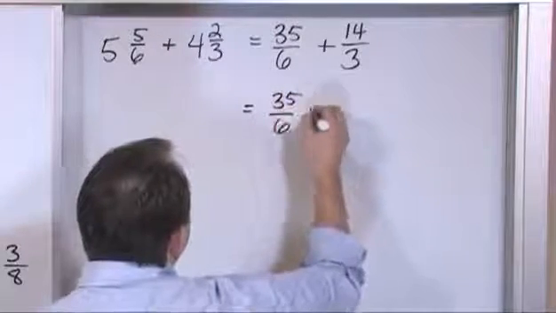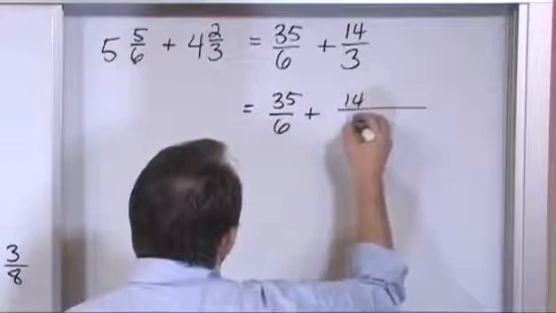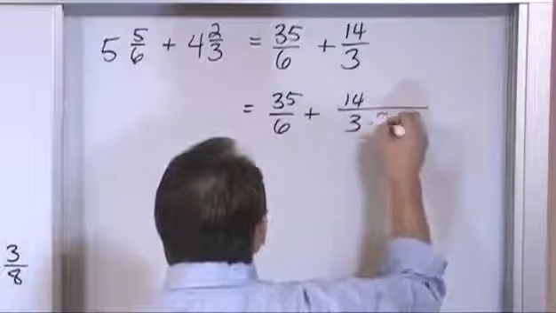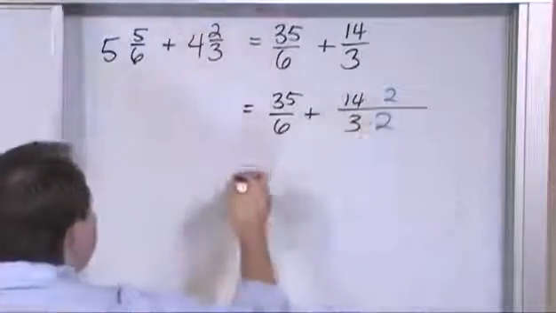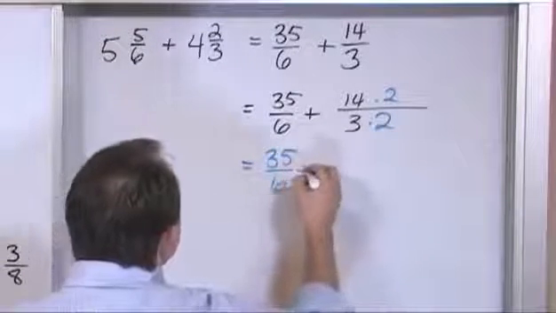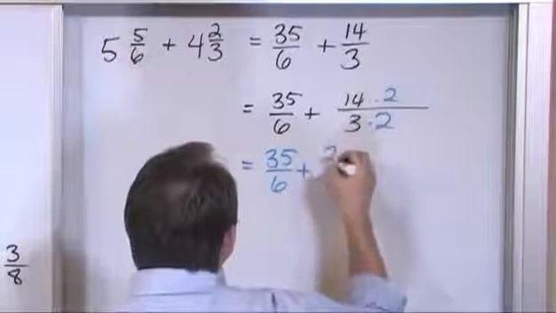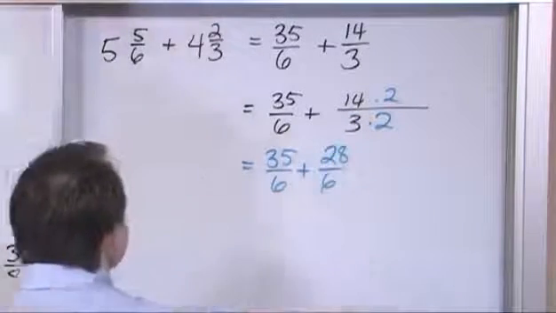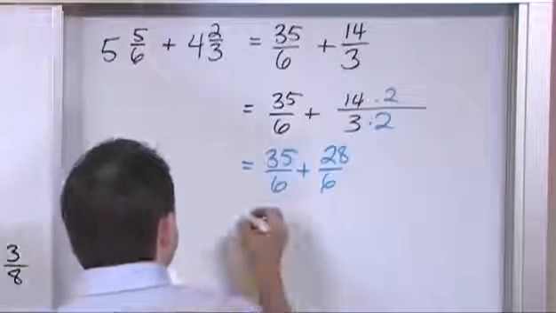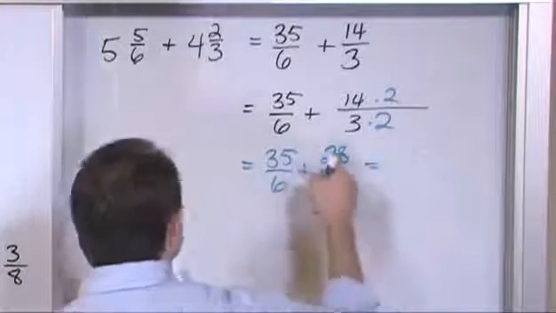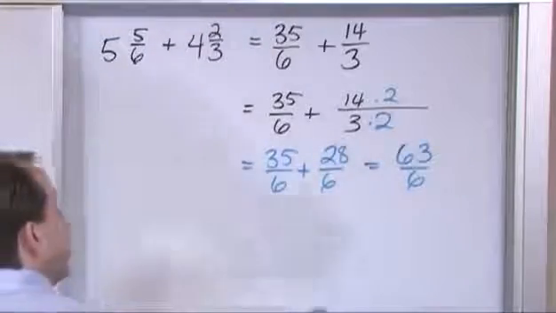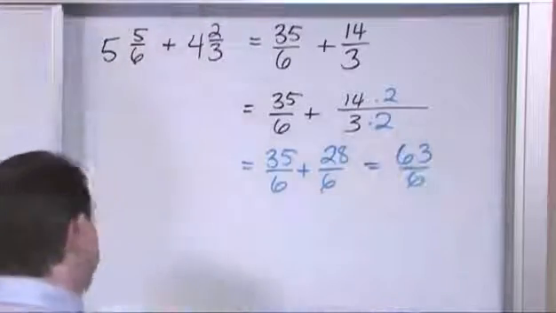35 over 6 we're going to leave alone. The 14 over 3, we're going to multiply this fraction by, you guessed it, 2 over 2, because I'm trying to make 6. So I'll have 35 over 6 plus 14 times 2, 28 over 6. And so at the end of the day, I'm going to get 35 plus 28 is 63 over 6. And here you have a giant improper fraction, so you just need to simplify that.